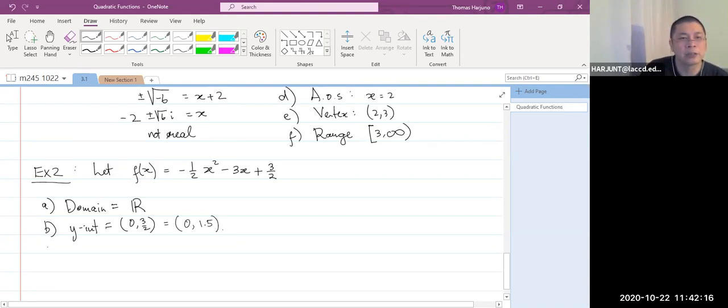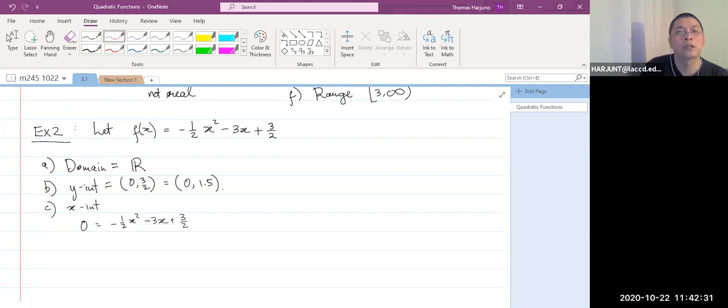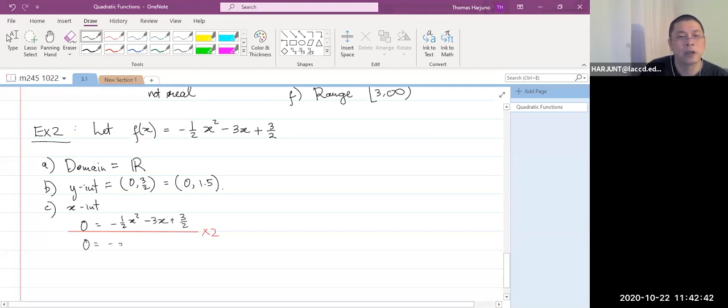How about the x-intercept? Every time you solve for x-intercept, the first thing you do is set the y equals to 0. And then from there, solve it the way you learn it in chapter 1. So I multiply by the LCD 2. I get 0 equals to -x squared minus 6x plus 3. Oh, you know what? Let me multiply by -1 now, x squared plus 6x minus 3.